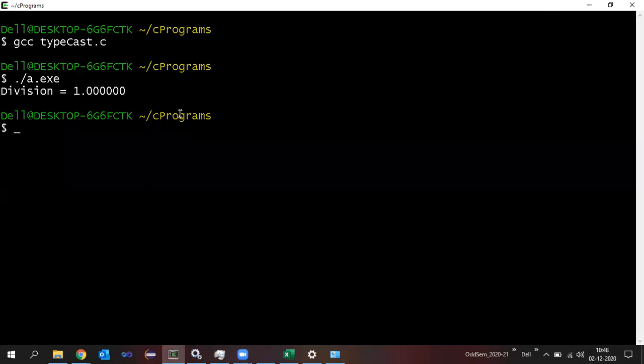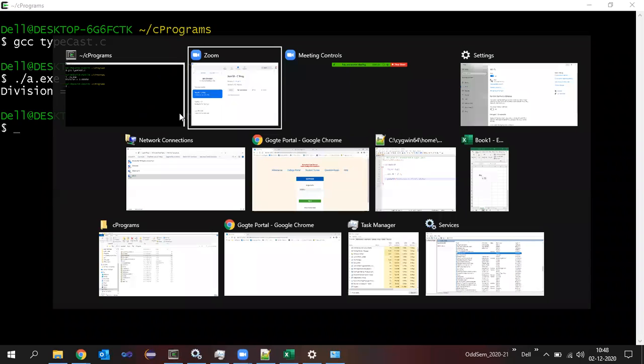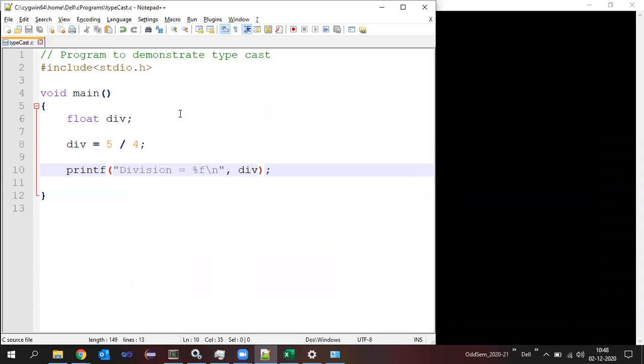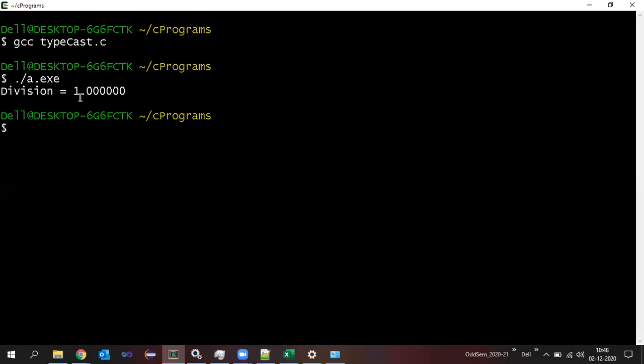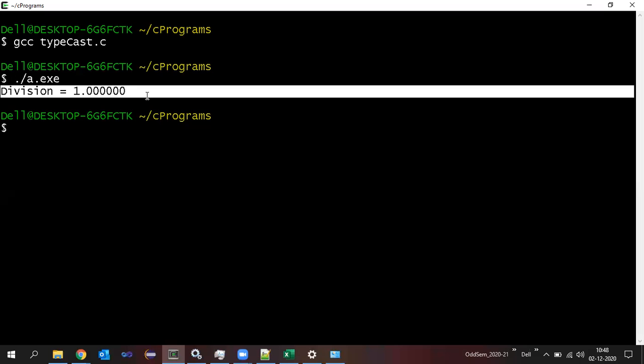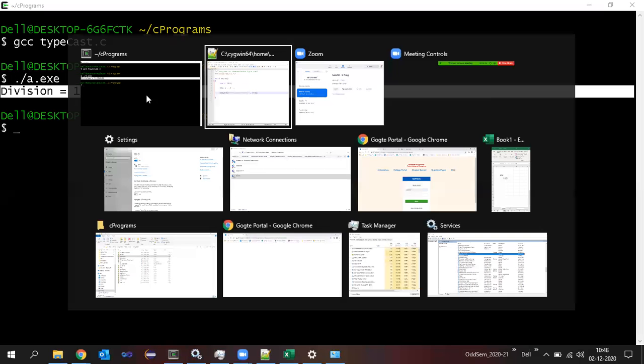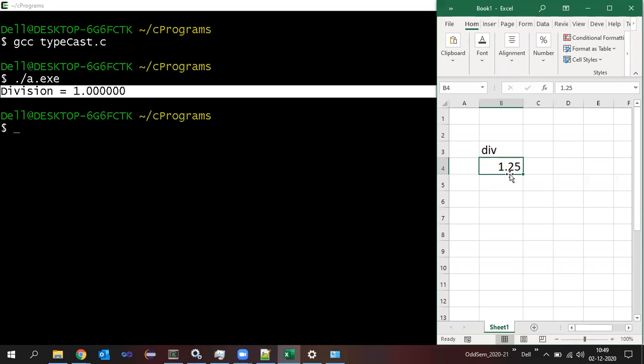Let me quickly give a recap of what we were discussing. We had declared a variable of float data type and were performing a division operation, and displaying the result on the screen. When we compile and run, the answer we get is division equals 1.0000. But when we calculated it manually, the answer was 1.25.